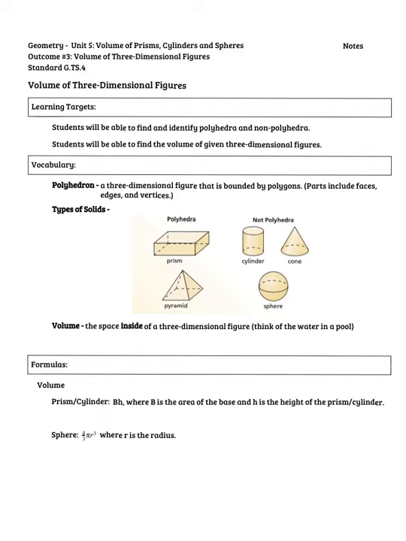So your assignment for today is, we are still in Unit 5, so we're looking at volume of prisms, cylinders, and spheres, and we are on outcome number 3.